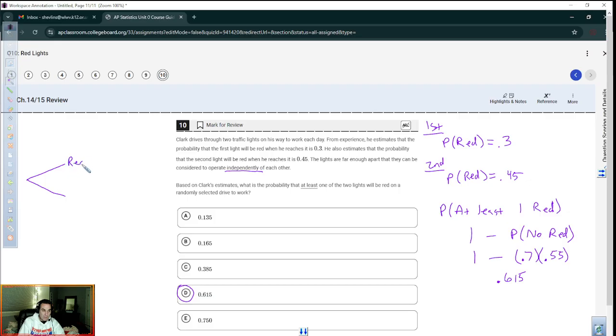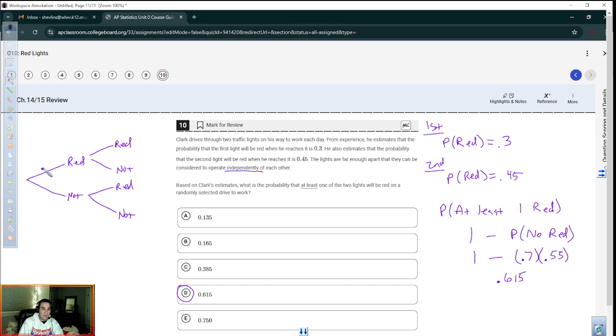Red light on the first one, not red on the first one. Red light on the second one, not red on the second one. Red on the second one, not red on the second one. And there you go. That's everything that can happen.